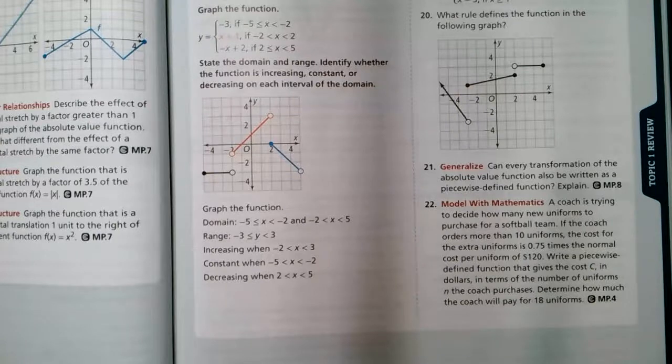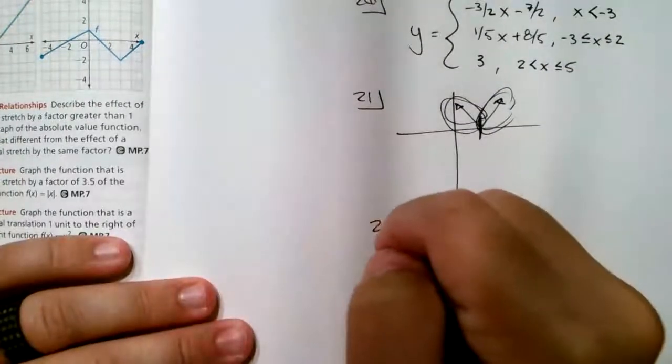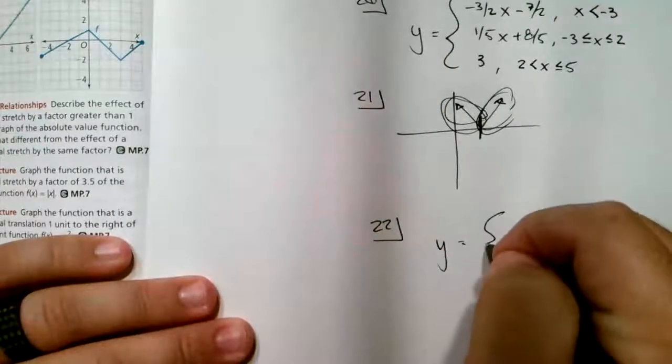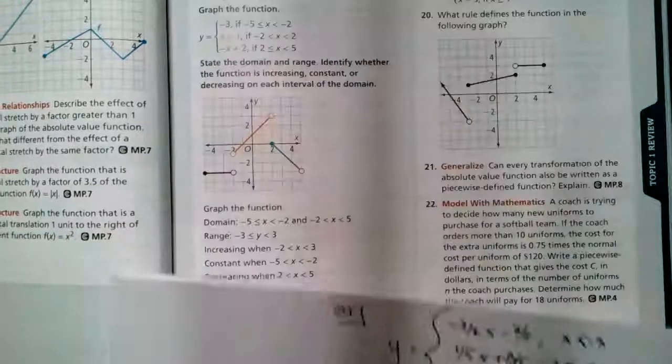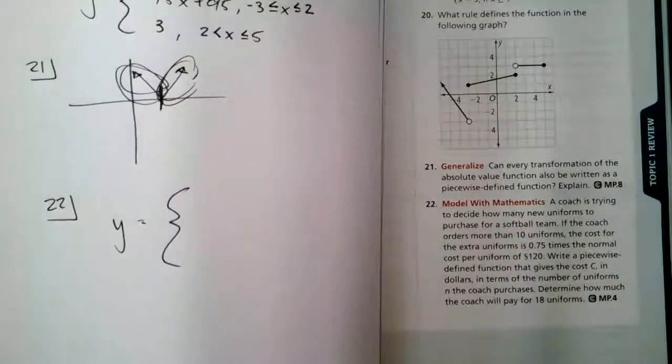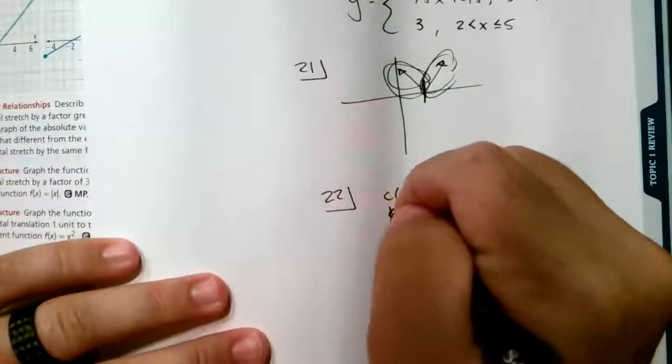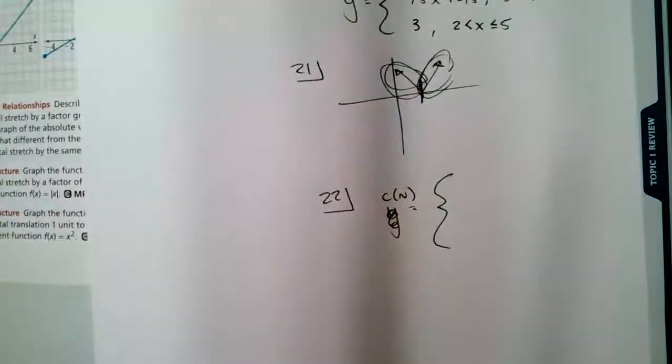22, a coach is trying to decide how many new uniforms to purchase for a softball team. If the coach orders more than 10 uniforms, the cost for the extra uniforms is 0.75 times the normal cost per uniform of $120. Write a piecewise defined function that gives you the cost C in dollars in terms of the number of uniforms N the coach purchases. Determine how much the coach will pay for 18 uniforms.